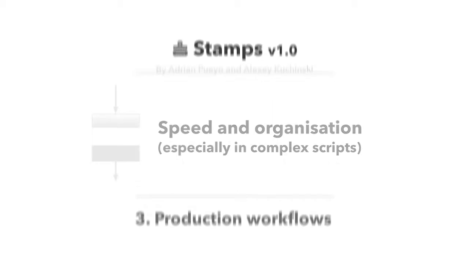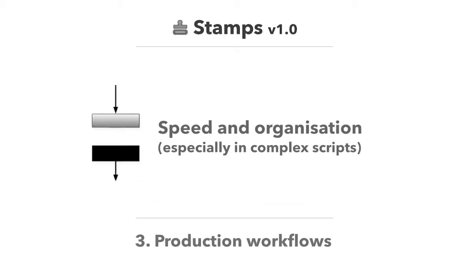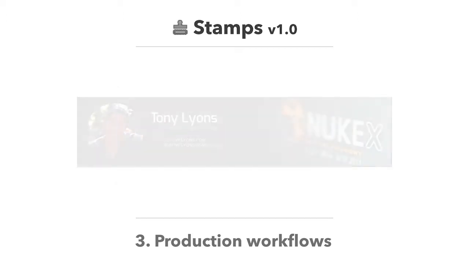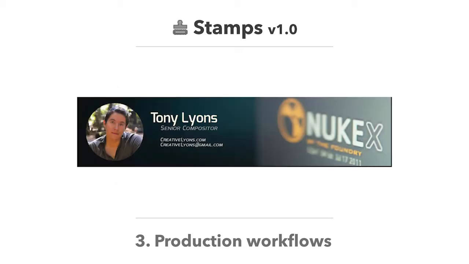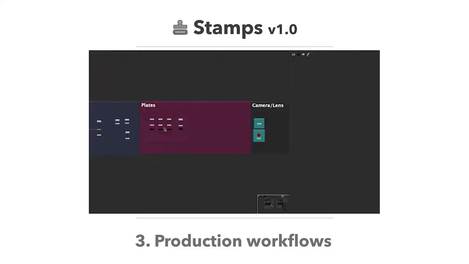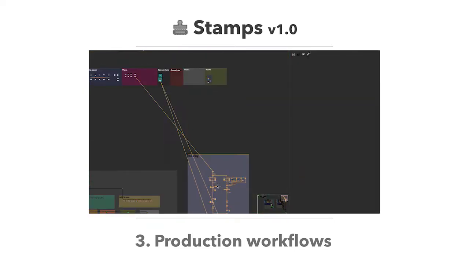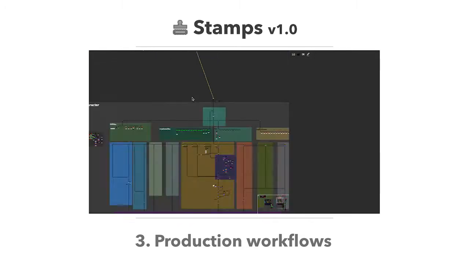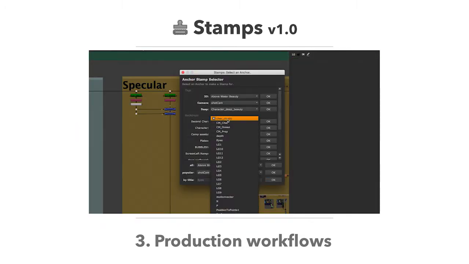We will now see how stamps are used in a production setting and the difference they can make in terms of speed and organization, especially in complex scripts, while showing some other features we haven't covered yet. The script we'll be showing was prepared by Tony Lyons, a great friend of ours who also has stamps as a core part of his workflow. He will probably make an extended video explaining his workflow, but for now we'll be using this as an opportunity to understand more about how stamps work, the philosophy, and the real workflow.